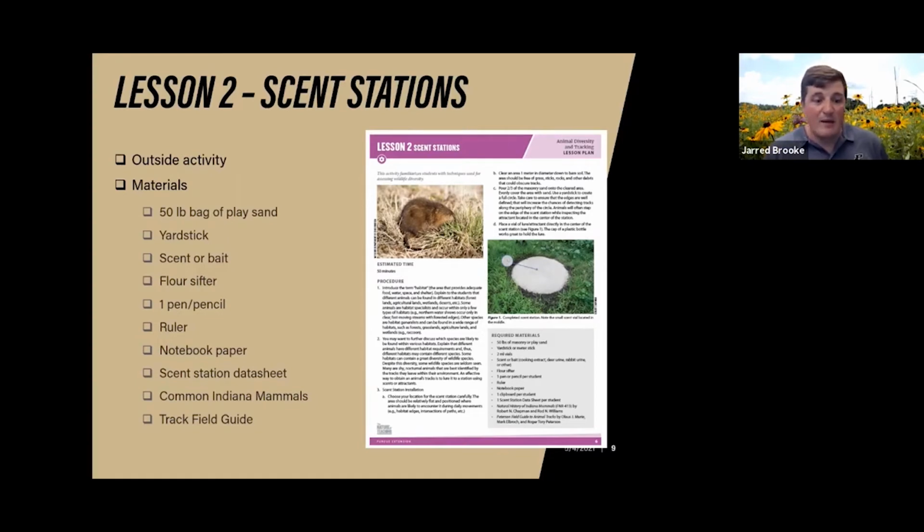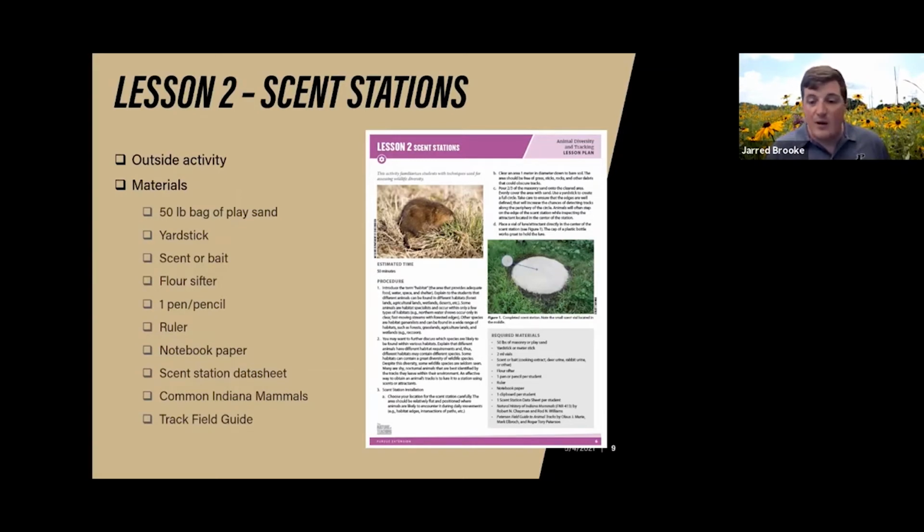And scent or bait can be as simple as grabbing a little bit of vanilla from your kitchen cabinets. Vanilla can be really attractive to a variety of wildlife species, or even grabbing something like cologne or perfume, because there's compounds in cologne and perfume that are attractive to some of our cat species. So if you're in a forested area, you may be able to attract things like bobcats by using cologne.